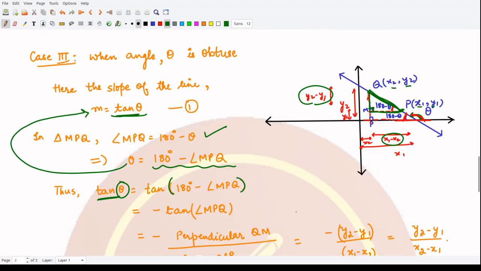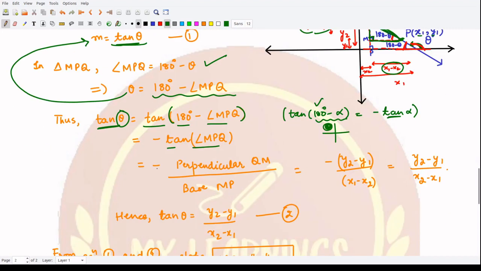Now according to the rules of trigonometry, tan of 180 degrees minus some other angle, let's say alpha, would be equal to how much? Minus tan alpha. Because we are now at 180 minus some angle, we are in the second quadrant here. In the second quadrant the value of tan is negative, and for 180 degrees tan will remain tan, correct? So your tan of 180 degrees minus some angle would become minus tan of angle MPQ, right? So we'll keep this minus as such.